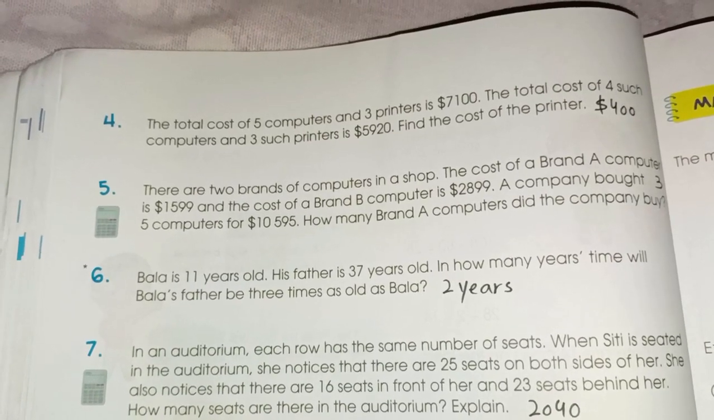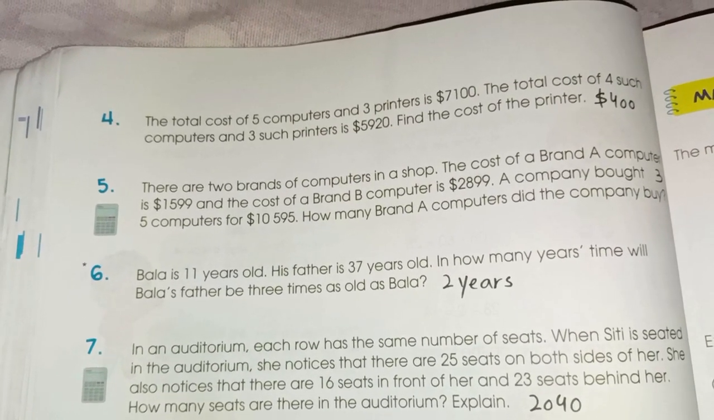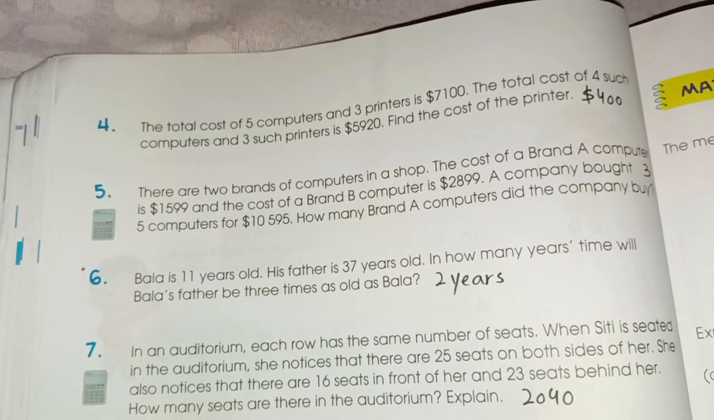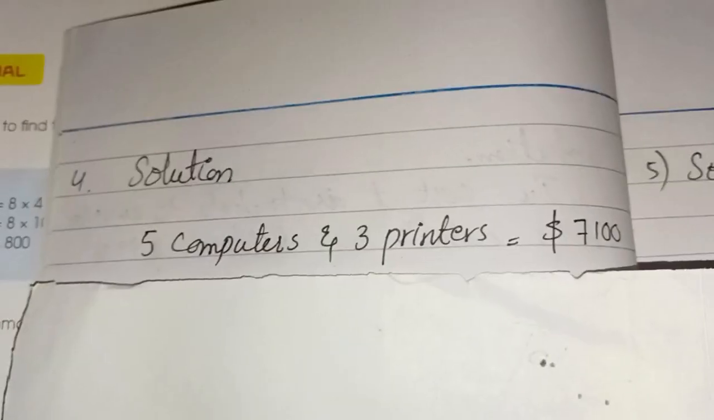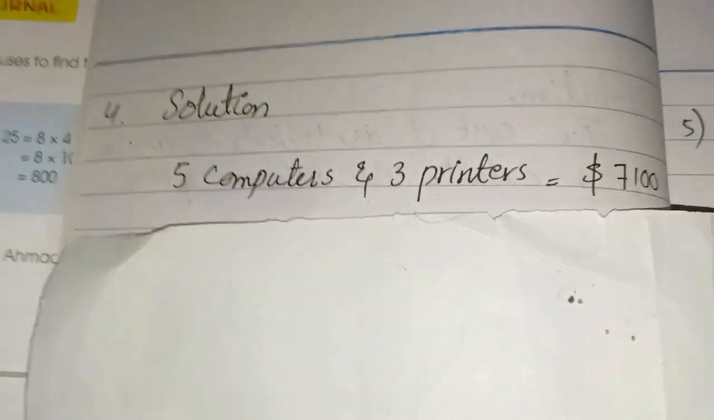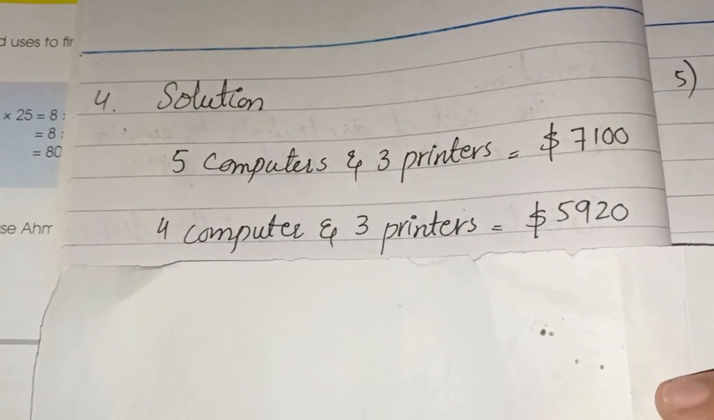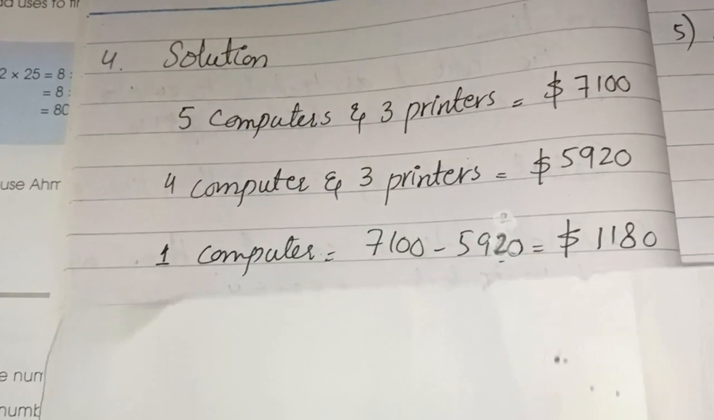Number 4: the total cost of 5 computers and 3 printers is 7,100. The cost of 4 such computers and 3 such printers is 5,920. Find the cost of a printer. Cost of 5 computers and 3 printers is 7,100. 4 computers and 3 printers is 5,920.